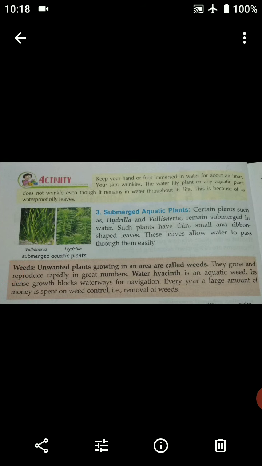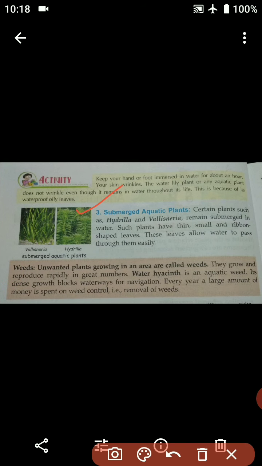Now we are moving to the last one, that is submerged aquatic plants. Here you can see Hydrilla and Vallisneria, which are submerged aquatic plants. Certain plants such as Hydrilla and Vallisneria remain submerged in water. I already told you this kind of plant remains submerged in water.